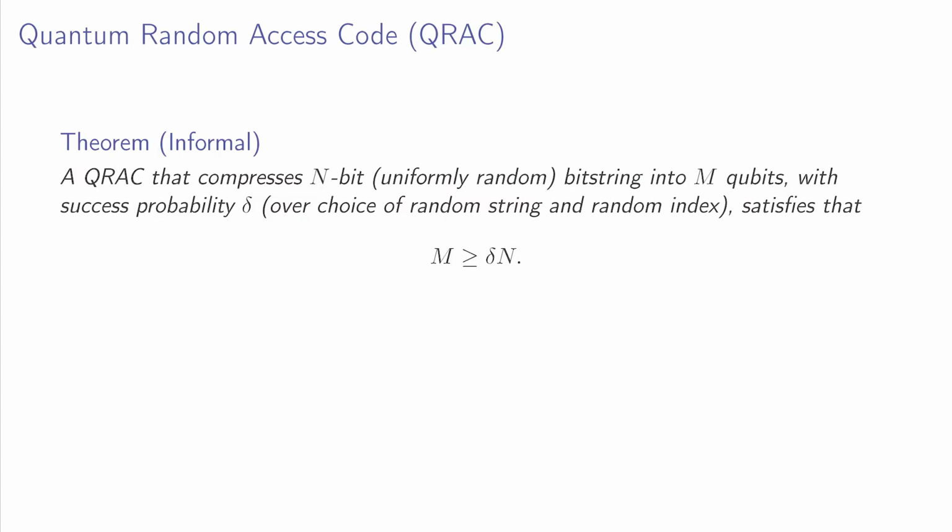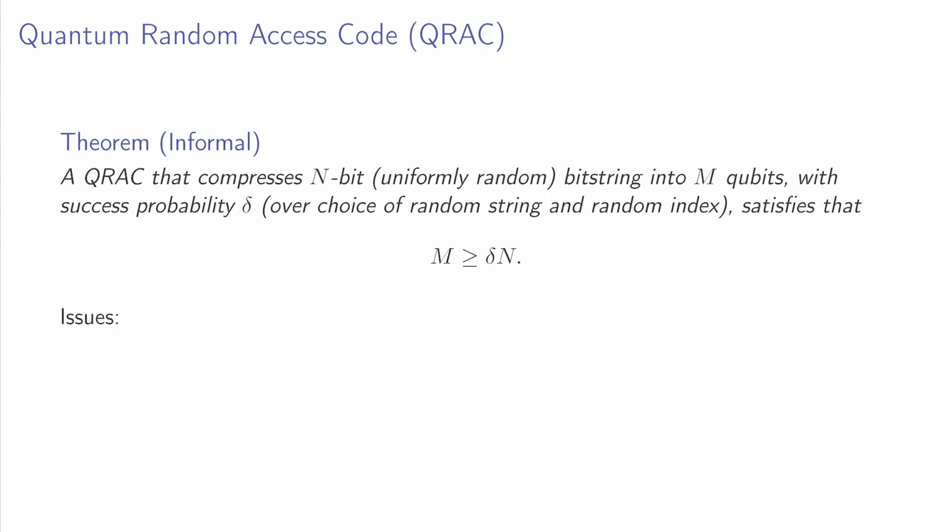In their work, they show that a quantum random access code that compresses n uniformly random bit stream into m qubits with decoding success probability delta over the choice of random string and random index has to satisfy that m has to be greater than or equal to delta times n.